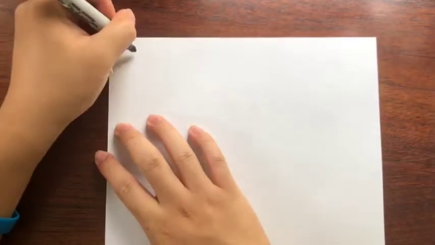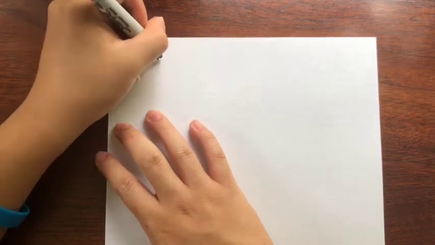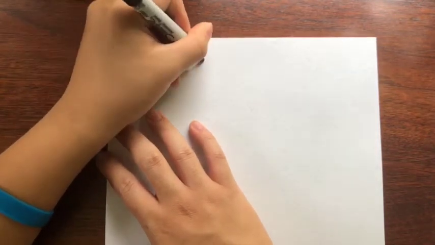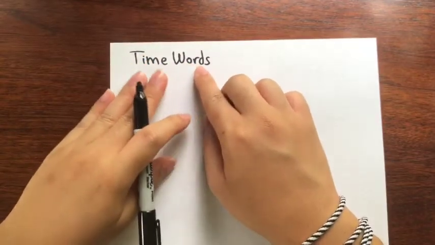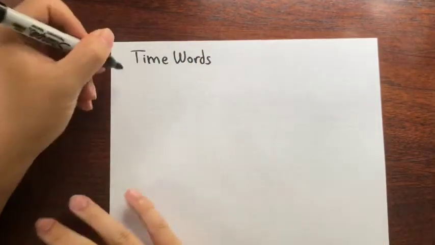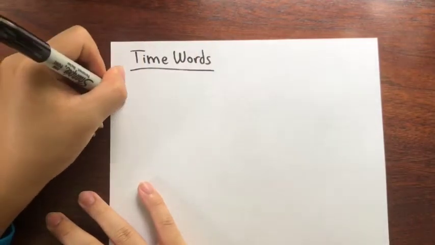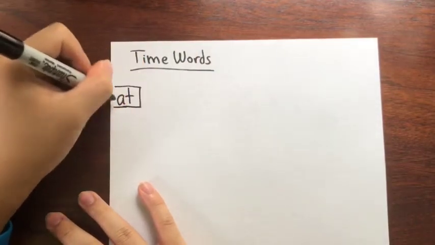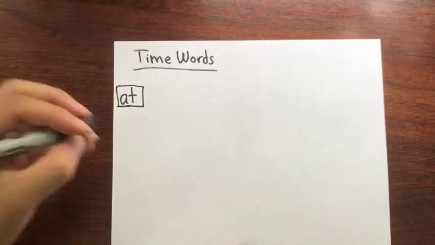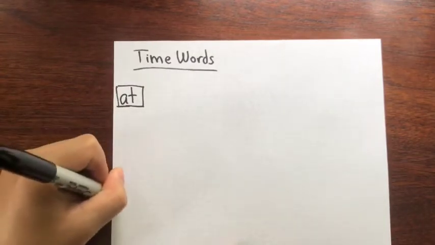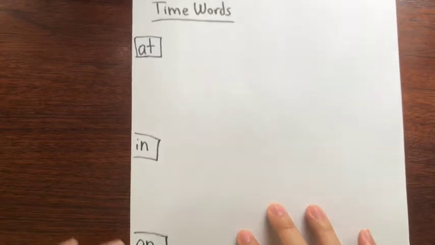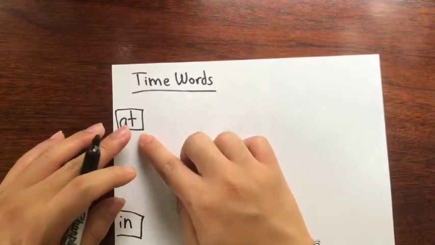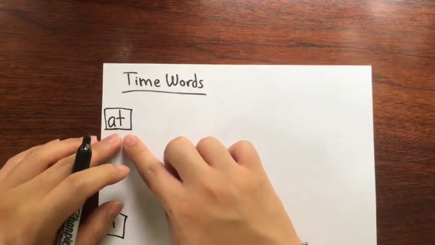Okay, so now let's talk about time words. These are words we use when we talk about time. We have at, in, on. So let's talk about these three first. At, in, and on. So we use at when we have an hour time.